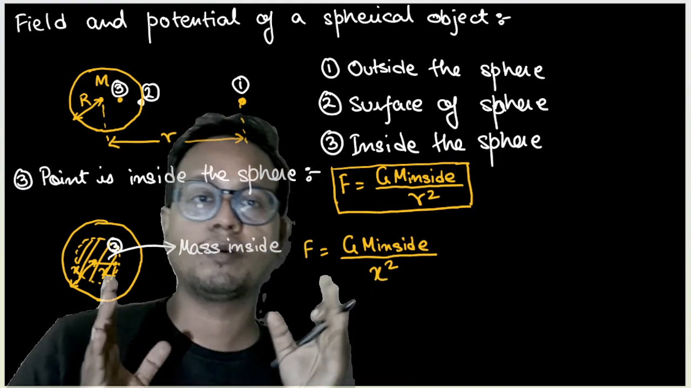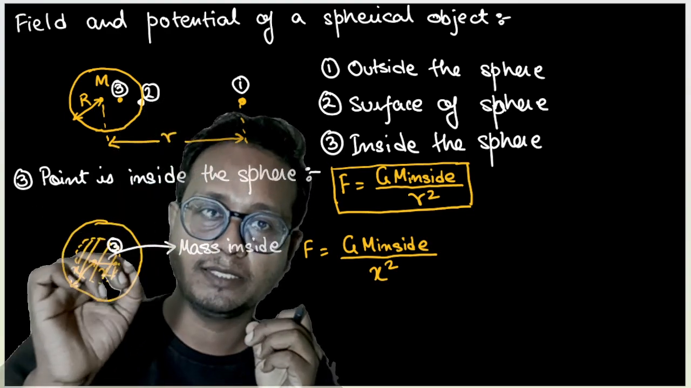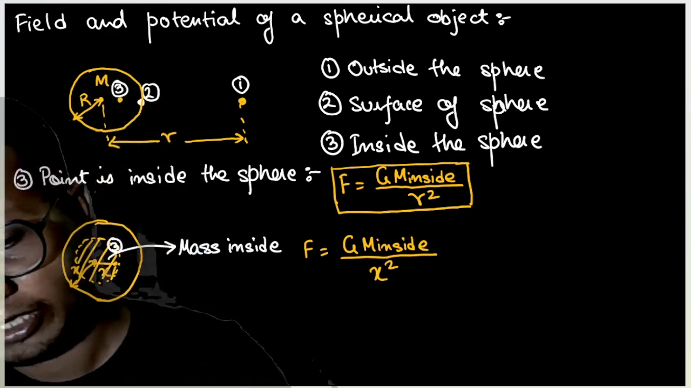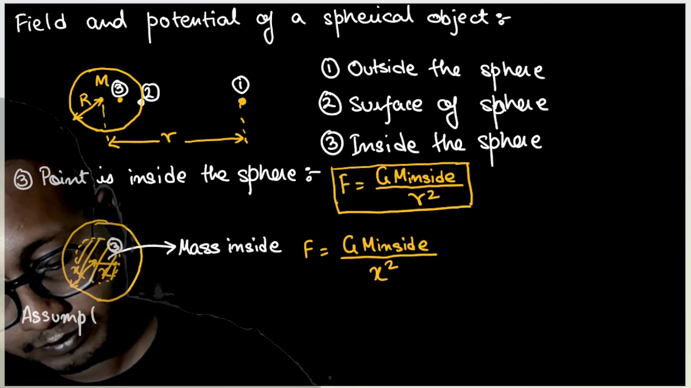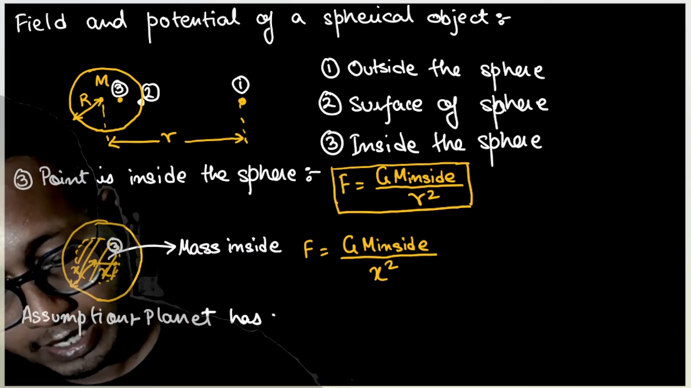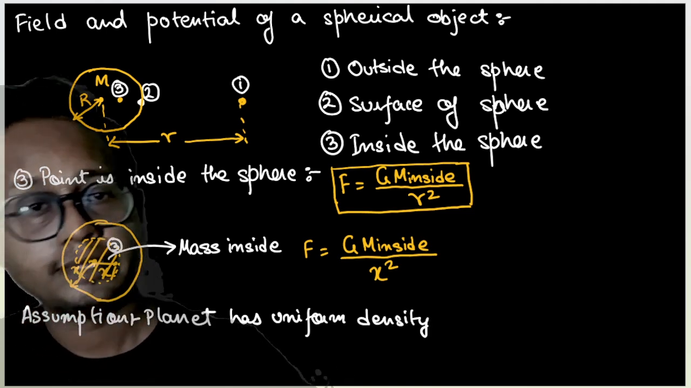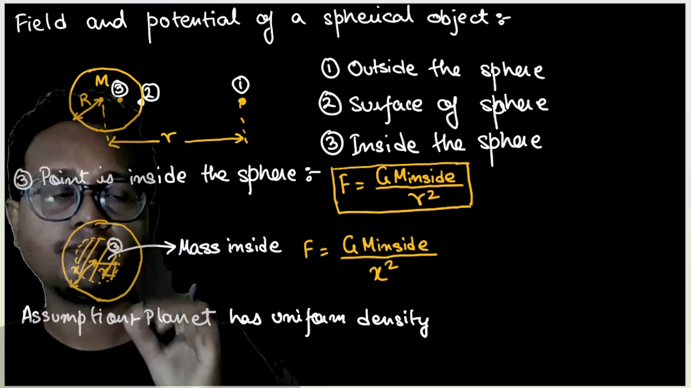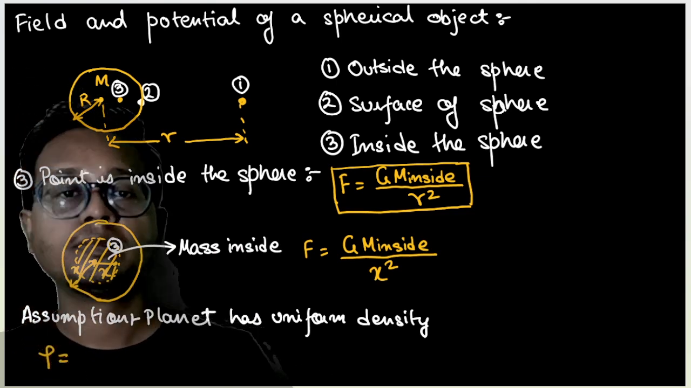See, that formula came from the assumption that this spherical planet has uniform density. The assumption for the formula that you derived in class is that the planet has uniform density. That means the density of the entire planet is equal to the density of this much part of the planet. And what is the formula for density? Density is equal to mass by volume, isn't it?